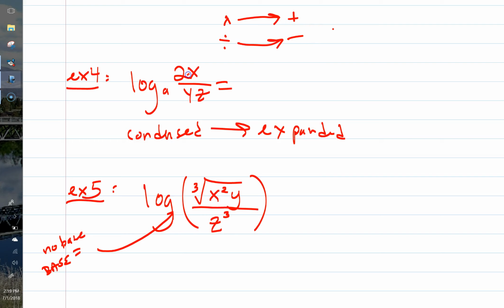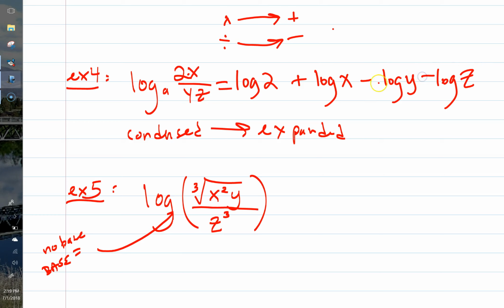So on the top, I have a 2 times x. I look at this and I see 1, 2, 3, 4 terms. Anything that's multiplying or dividing creates a separate group. So when we expand this, it will expand into 4 separate logarithms. The 2 is positive on the top, stays on the top. The x is multiplying on the top, stays positive. The y and the z are both dividing. So I know I'll have a y, I know I'll have a z. The fact that they're both in division means they're both negative. And we would keep that base a on every one of these.